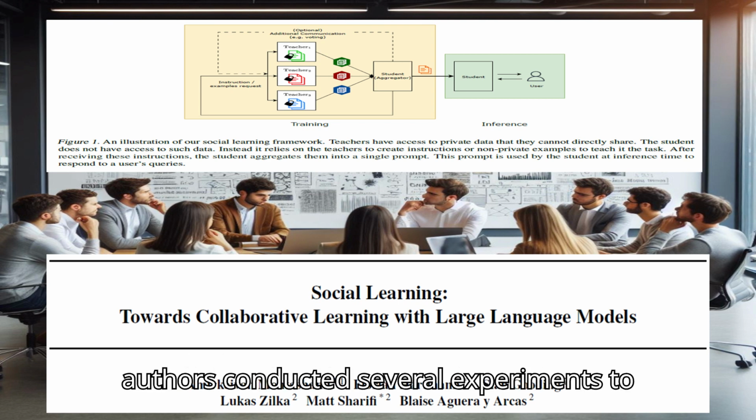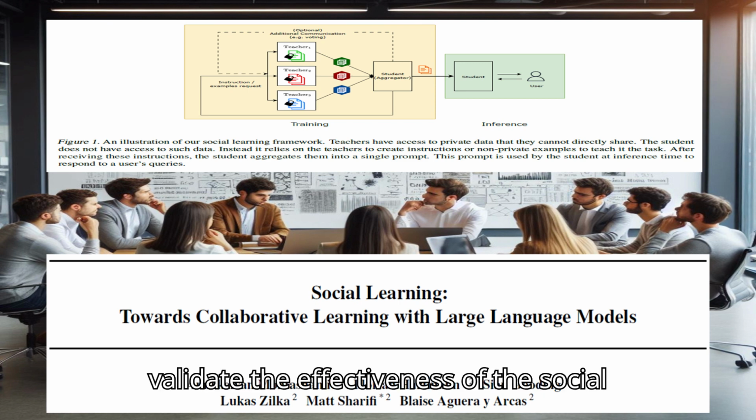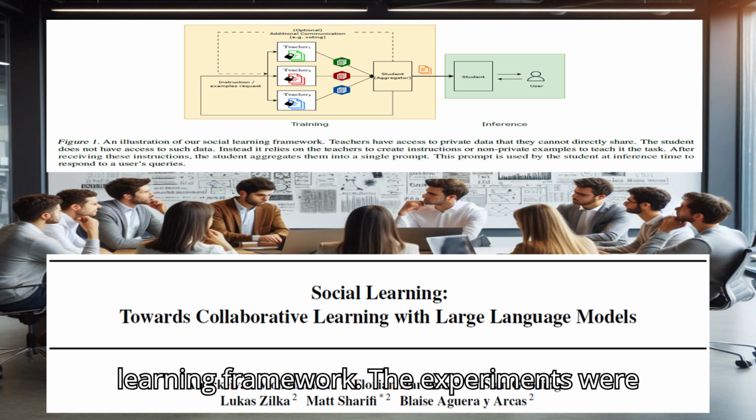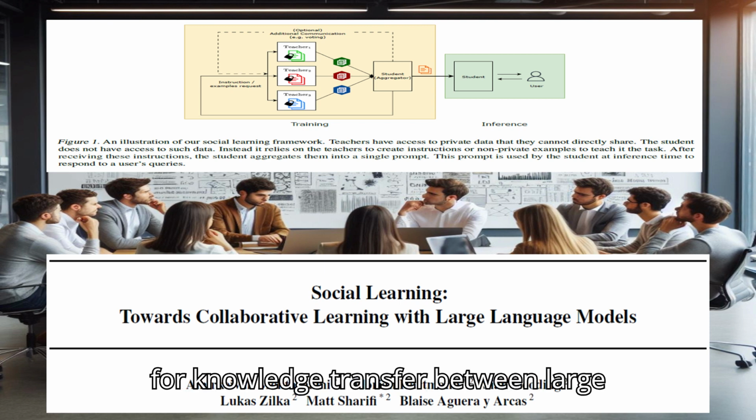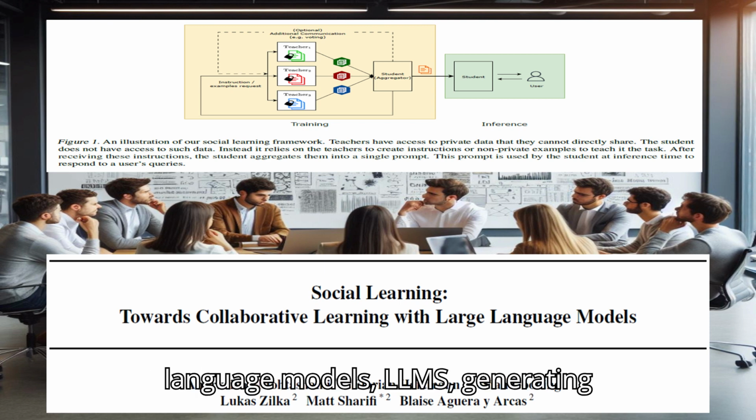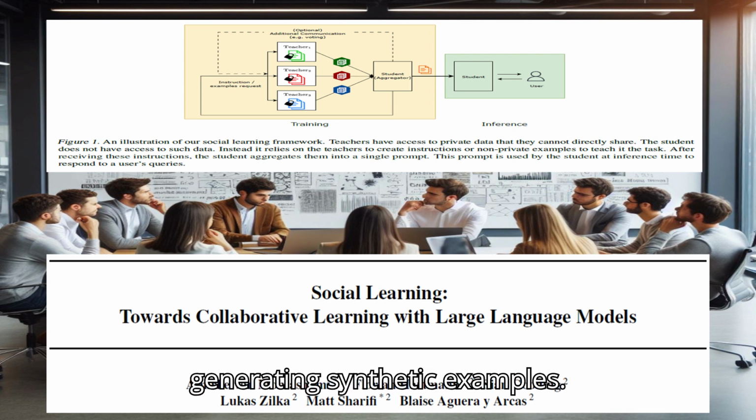The authors conducted several experiments to validate the effectiveness of the social learning framework. The experiments were designed to evaluate two primary approaches for knowledge transfer between large language models, LLMs: generating abstract prompts, instructions, and generating synthetic examples.